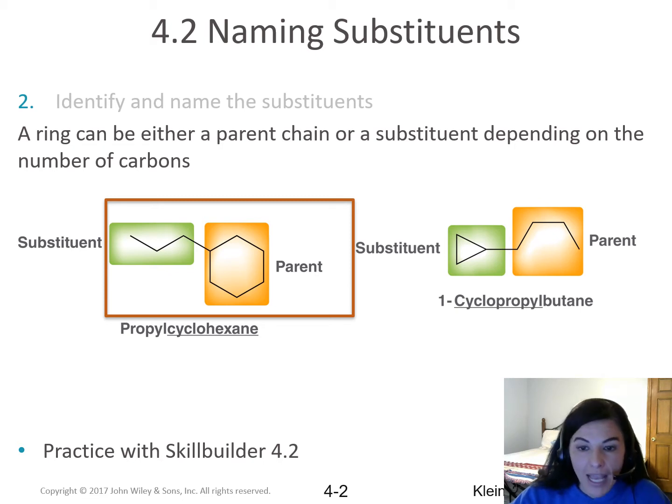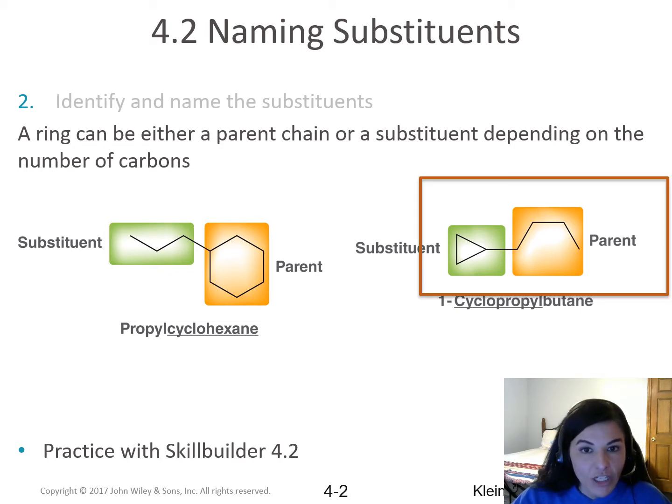Now, on the other hand, if you have a situation where the straight chain is longer than the ring, has more carbons than the ring, as in this situation, the straight chain acts as your parent chain and the ring is a substituent. My straight chain here is 4 carbons long, so that would be butane. My substituent is a ring of 3 carbons, so it would be cyclopropyl. My name is cyclopropyl butane.